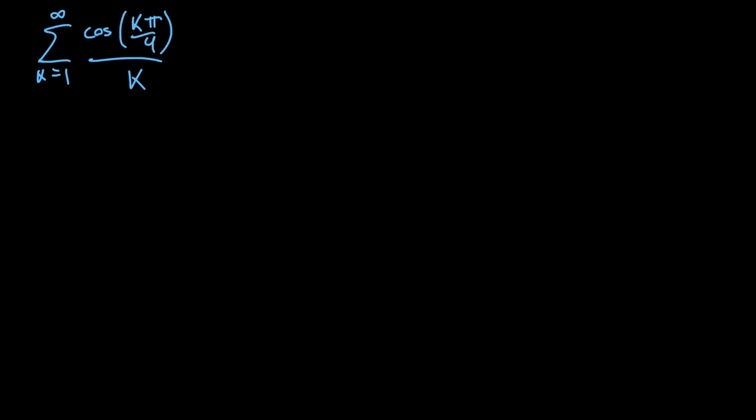Today we'll be doing the sum from 1 to infinity of cosine of k pi over 4 divided by k. And to start off, we will notice that the natural log of 1 plus t is the sum from 1 to infinity, negative 1 to the k minus 1, t to the k over k.